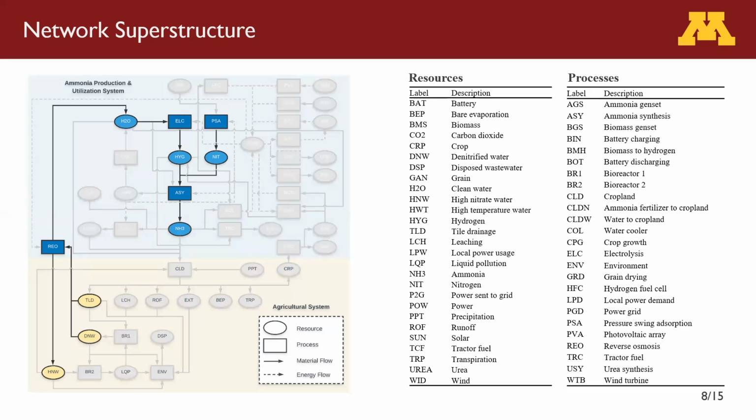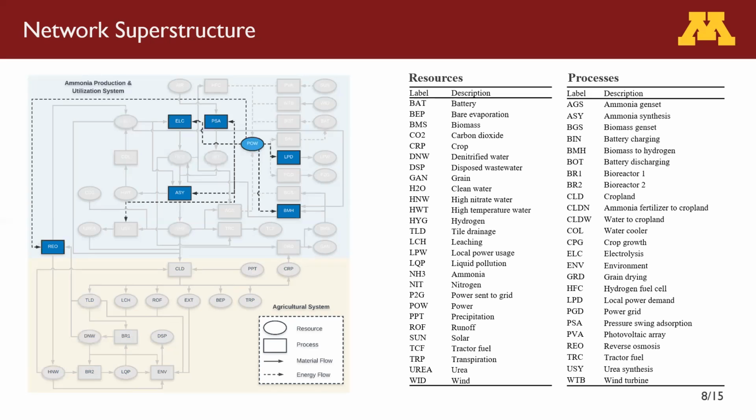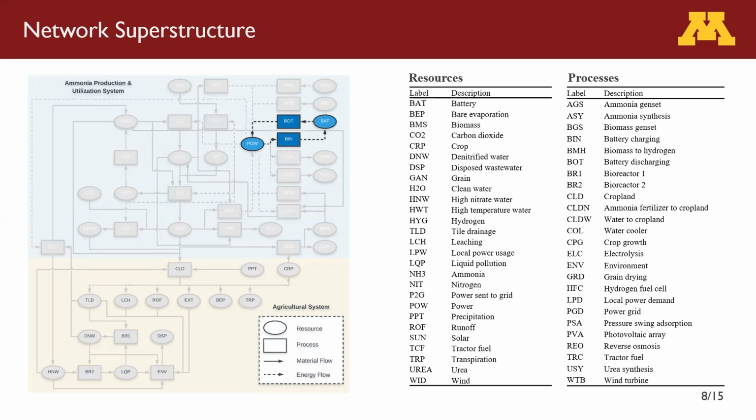Then ammonia can be further reacted with carbon dioxide to form urea. Here, ammonia can also be used as an energy source for tractor engines, grain drying, and power generation. The power supply in the system can also be generated by wind turbine, photovoltaic array, biomass, an ammonia-based generator, and the hydrogen fuel cell. The power collected is used to meet local power demand and power all the energy required processes. We also consider directly storing electricity in a battery set.